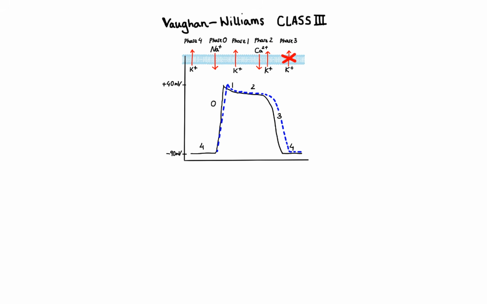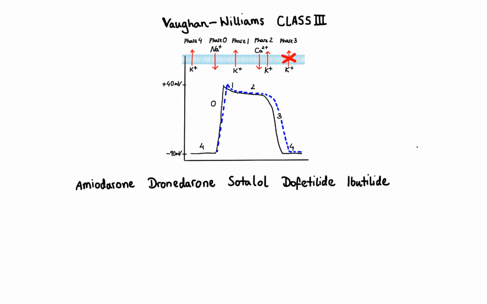The agents in this class include amiodarone, dronedarone, sotalol, dofetilide, and ibutilide. They are mainly used in treatment of supraventricular and ventricular tachyarrhythmias, as well as atrial fibrillation and flutter. The most widely used drug in this class is amiodarone, which is very effective for the treatment of these aforementioned arrhythmias.